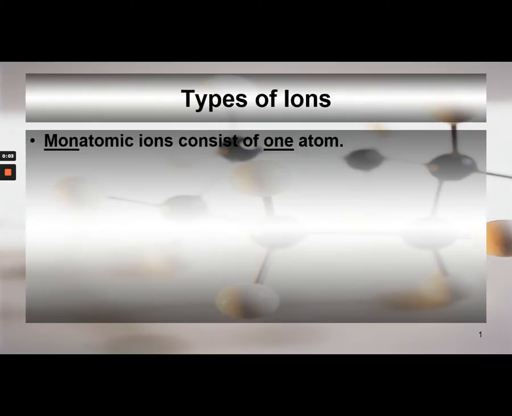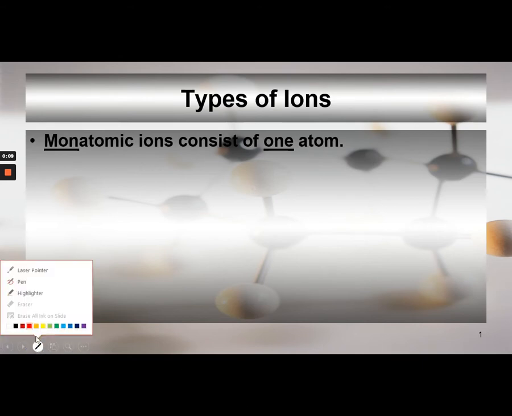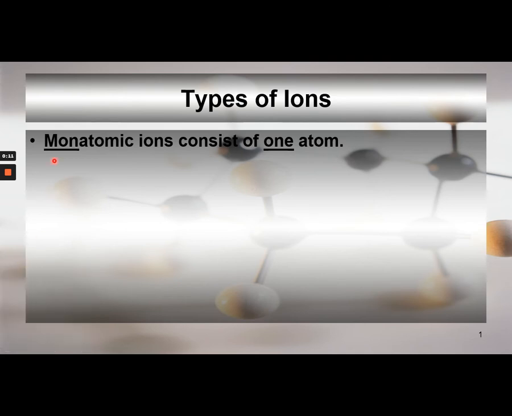So, types of ions. Monoatomic ions consist of one atom. Mono meaning one. Examples: sodium ion, calcium ion, and aluminum ion are all cations because they're all positively charged.